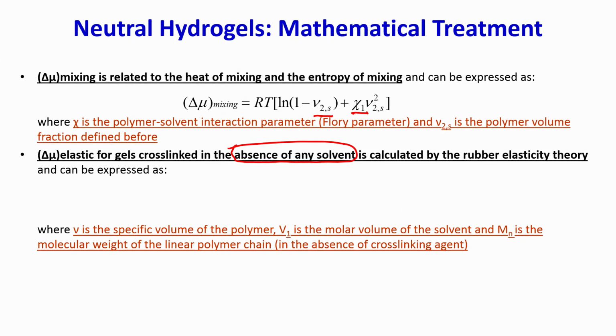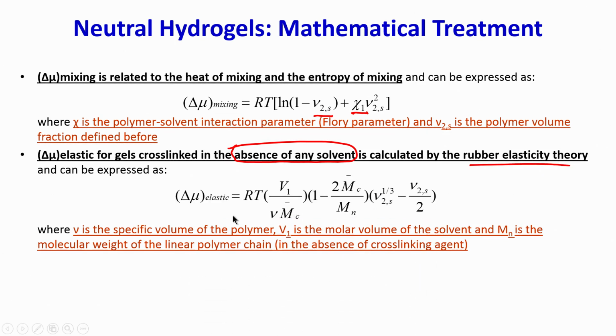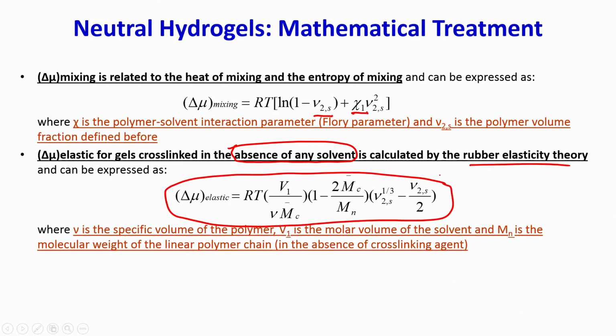So, this is just a hypothetical case for now, but the delta mu elastic for these gels will essentially be calculated by the rubber elasticity theory, and this can be expressed as this term, where again now we have defined a couple of terms. So, this is the specific volume of the polymer. So, essentially what is the specific volume of the polymer itself? V1 is the molar volume of the solvent. So, it then defines how much of the solvent is there.